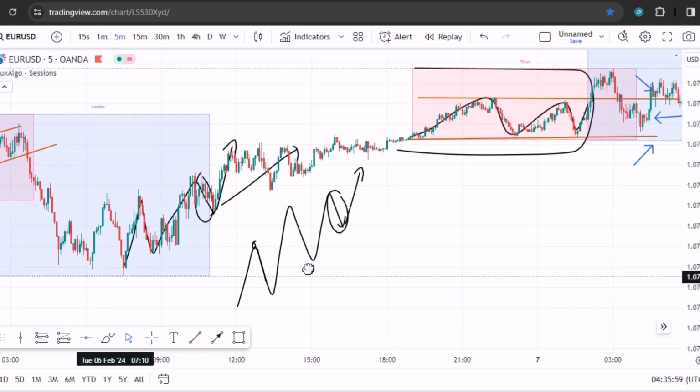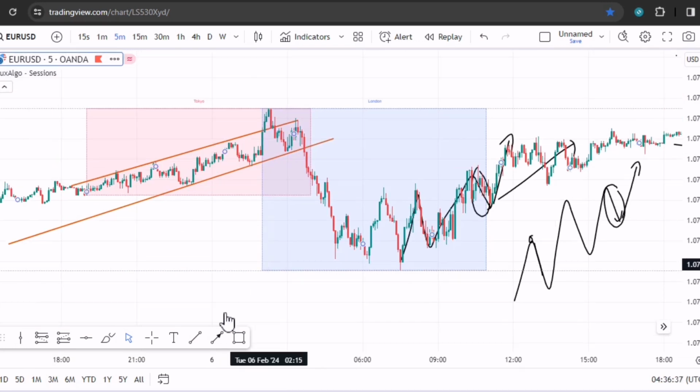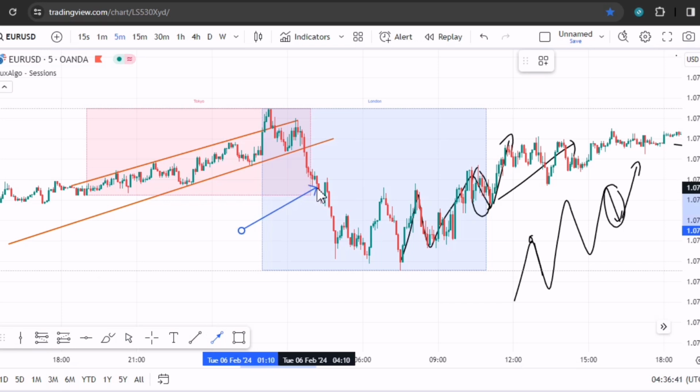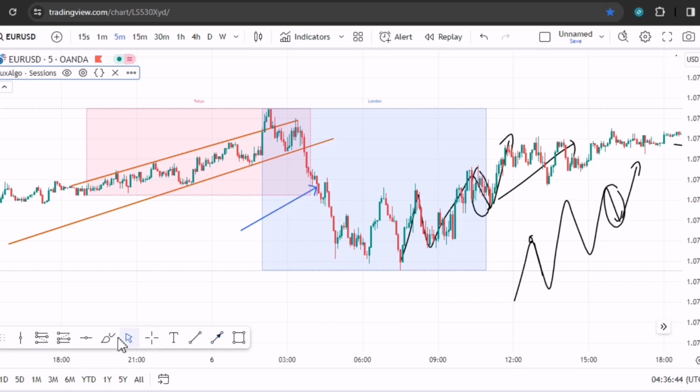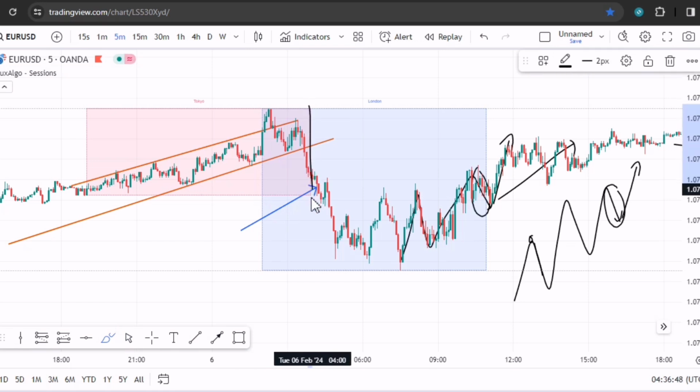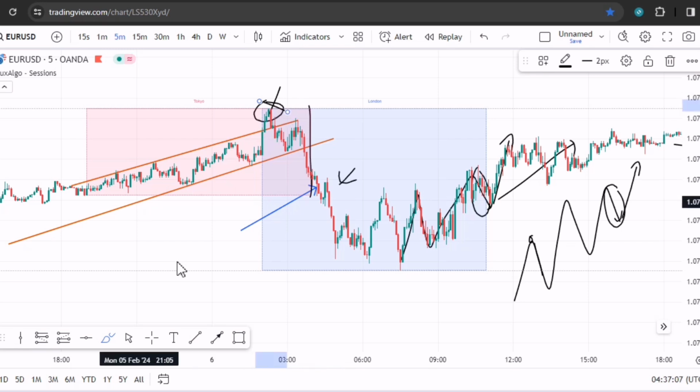Okay, let's check what happened right here. You were supposed to sell right there, because remember, you are supposed to look for trades from the end of the Tokyo session. So right here, you are supposed to have your sell. This helps you to avoid false signals like that one. See that price closed above the two trend lines there, but then it was a false signal.